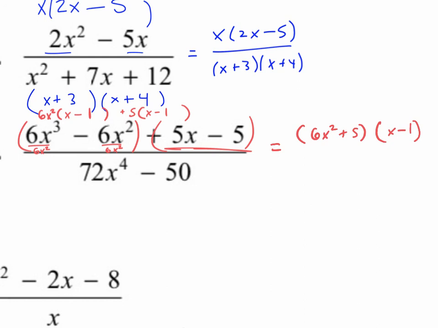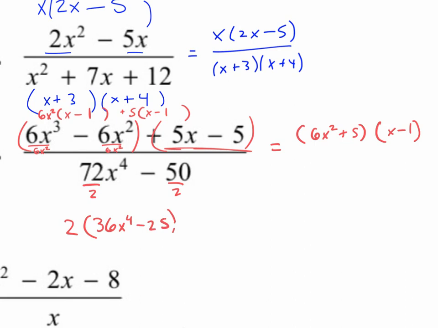And then let's factor the bottom. So the bottom is the difference of 2 perfect squares. Not yet, actually, because 72 is not a perfect square, neither is 50. So what can we take out of these 2 terms? Do they have a number in common we can take out? Are they both even numbers? Yeah, so we can divide out a 2. So we take out a 2, and we're left with 36x to the 4th power minus 25.